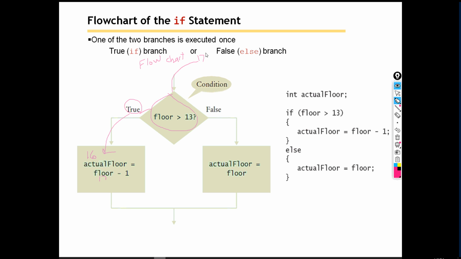All right, now let's say that the compiler gets a 10. So it comes here and it's a fork in the road. Is 10 greater than 13? Well, no, and that's false. So it goes over on this side, and then it goes in here and says, well, the actual floor is whatever floor you're on, and so the actual floor is 10. The 10th floor is 10 stories high.